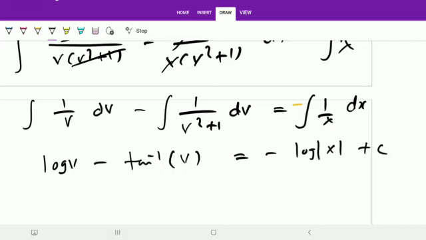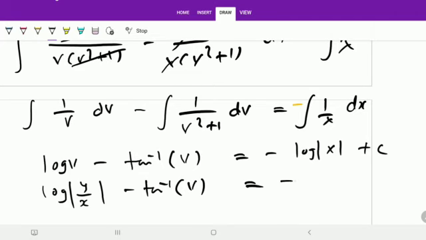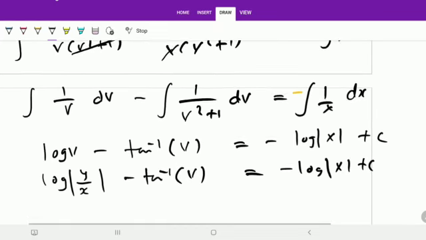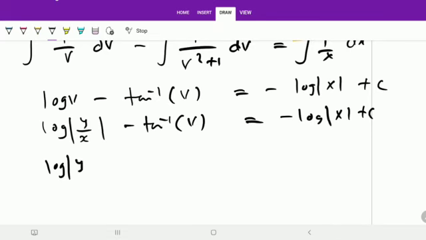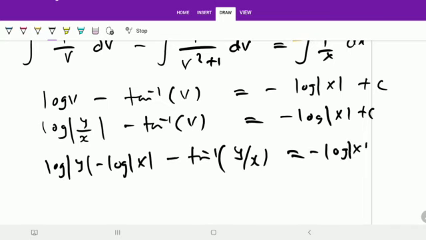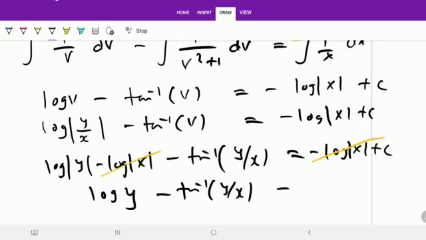So what we do here is, to match to our option, first thing is I write v as y by x minus tan inverse of v minus log mod x plus c. Now log y upon log x can be written as log y minus log x minus tan inverse of v is nothing but y by x minus log mod x plus c. Now if you observe, I can cancel minus log mod x on both sides. So we are left finally with log y minus tan inverse of y by x equal to c.